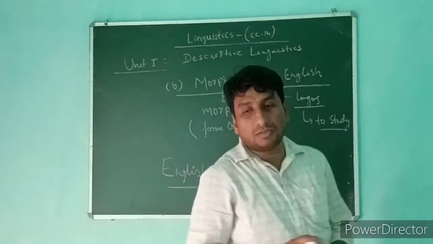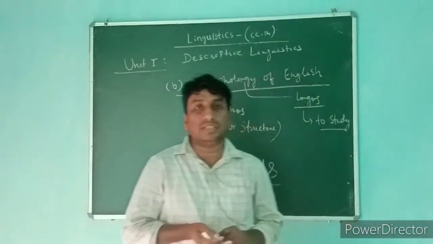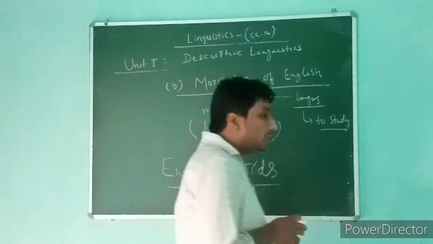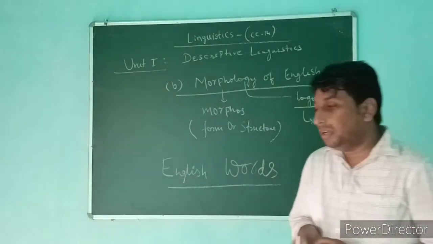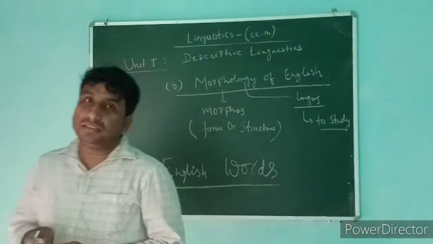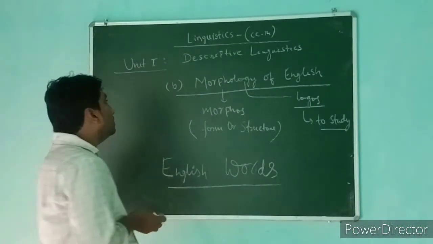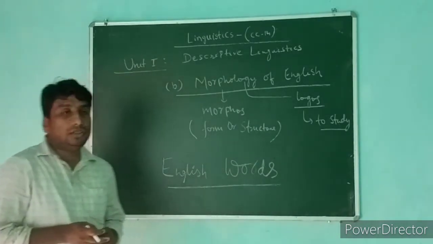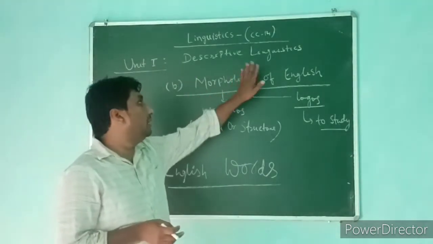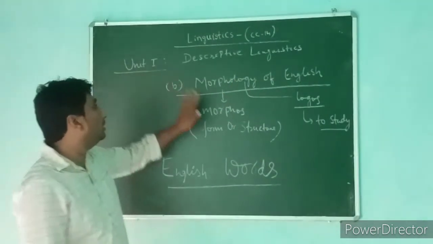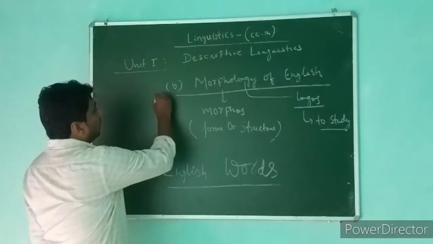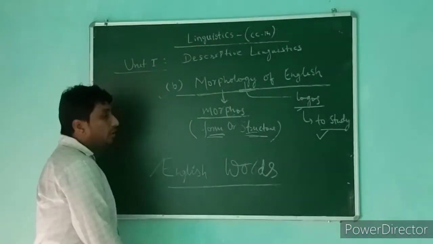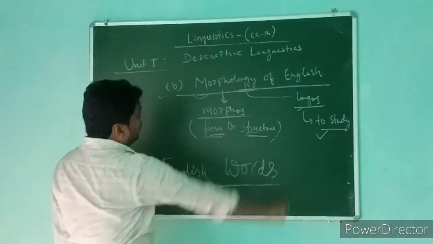So in the previous class, we discussed the detailed syllabus of CC14 Linguistics, and as we decided earlier, in the following classes we will deal with each of the units prescribed in your syllabus. So today we will deal with Unit 1, which is descriptive linguistics, and within this unit we are going to discuss subtopic B, which is morphology of English.